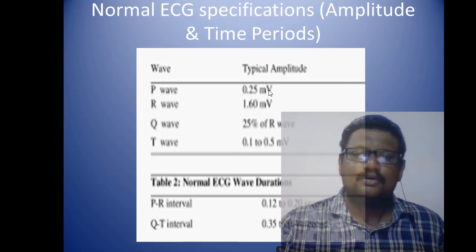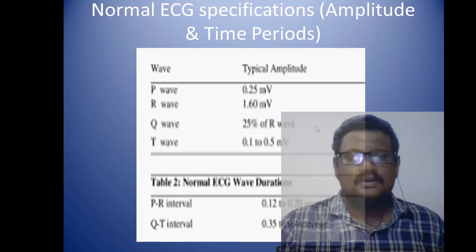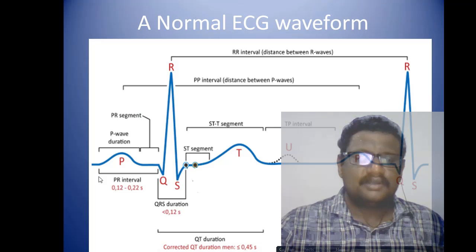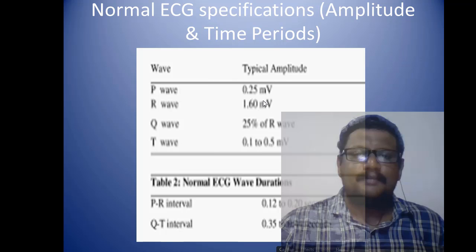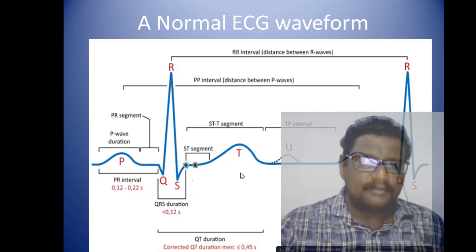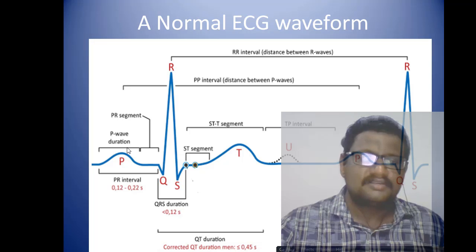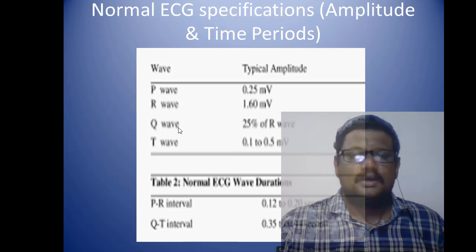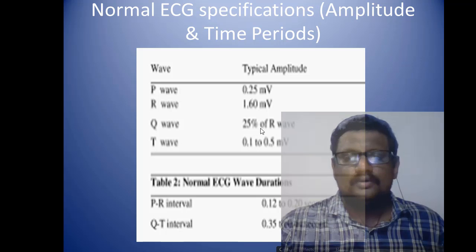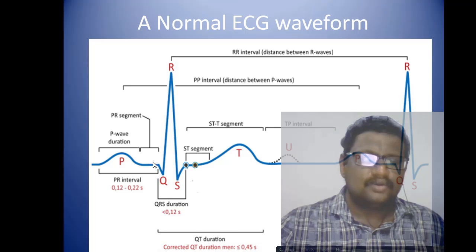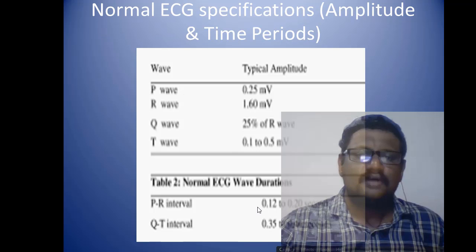What should be the typical amplitude of a P waveform? So first we discussed the time duration. Here we have the amplitude. P wave should be 0.25 millivolts. R wave should be 1.6 millivolts. This is 1.6, this is 0.25. And what about the Q wave? Q wave should be 25% of R wave.